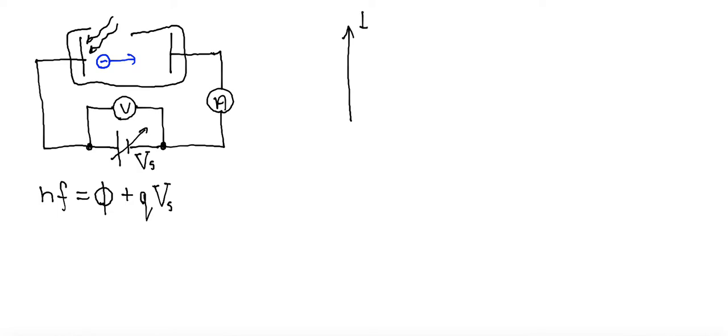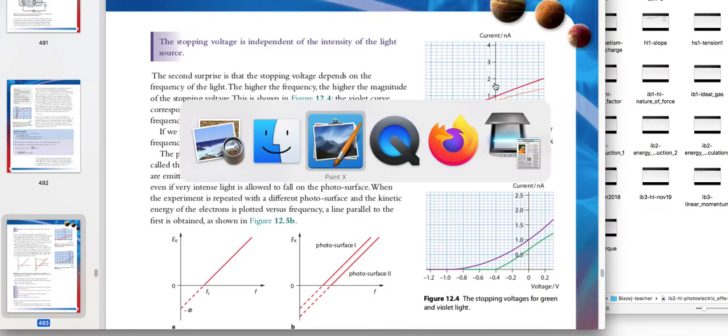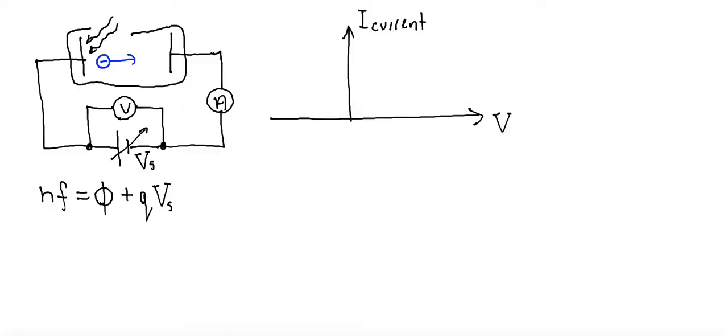Now let's focus on the graph of how the intensity of current, this is not the intensity of light, this is the intensity of current, depends on the voltage of this power supply. You can open your Tsokos on page number 485.